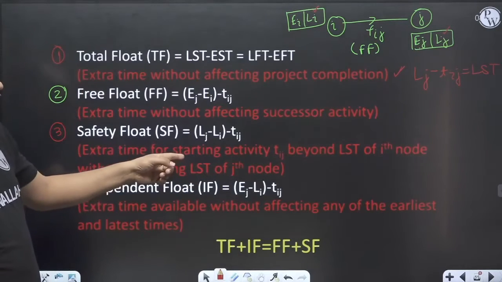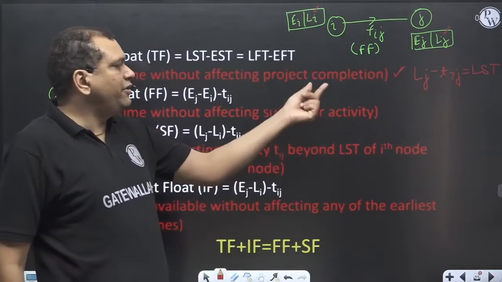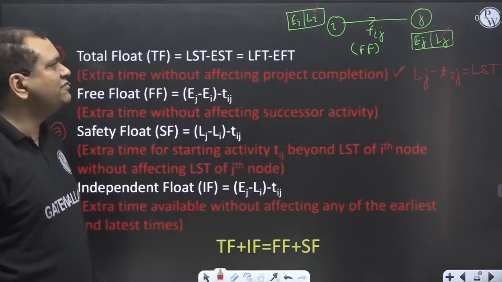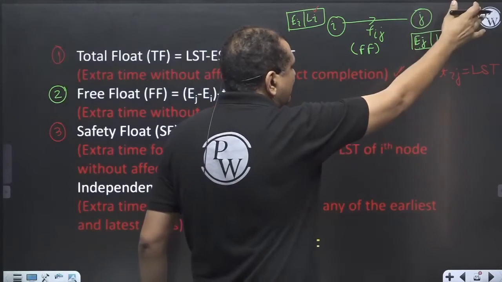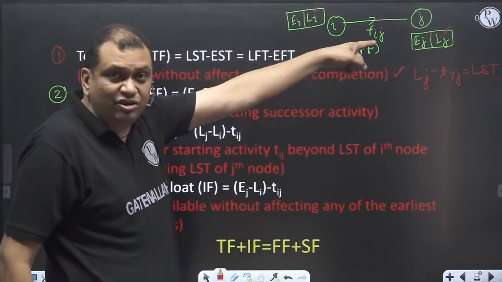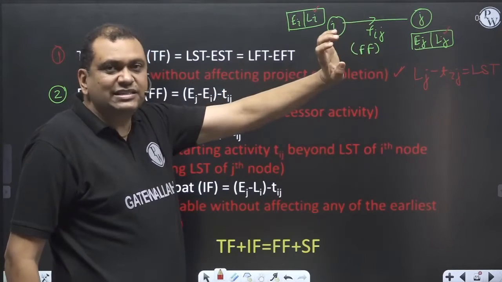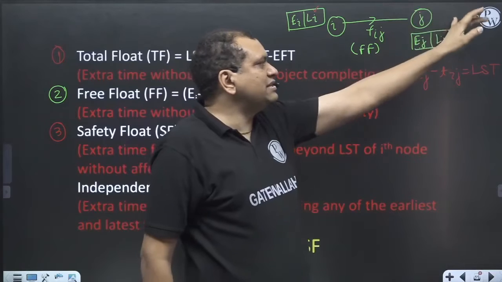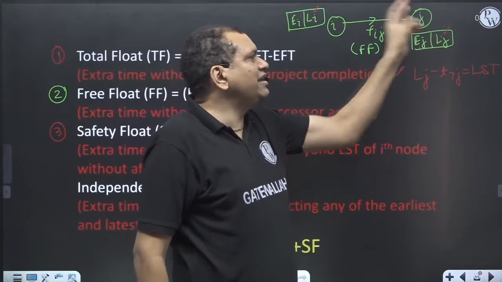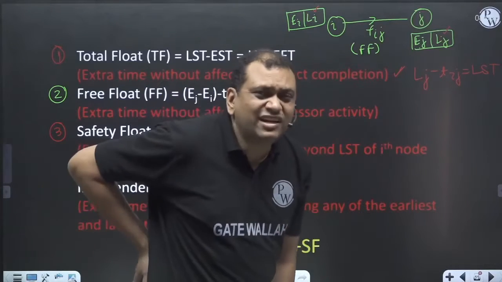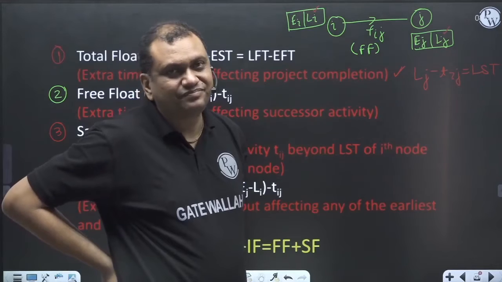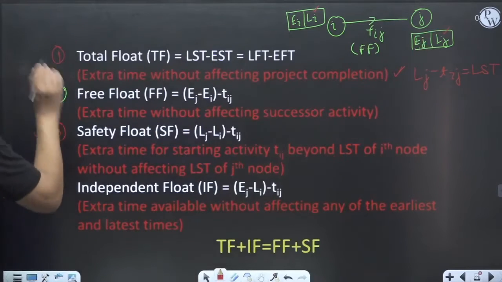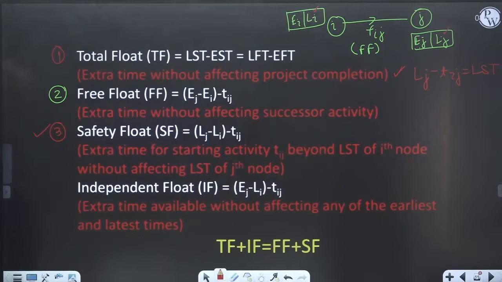So it is the extra time available for any activity Tij beyond the LST of the ith node, without affecting the LST of the jth node, because there will be some successor activity by which the LST of the jth node will come. So the extra time available with an activity without affecting the LST of the jth node is called safety float.